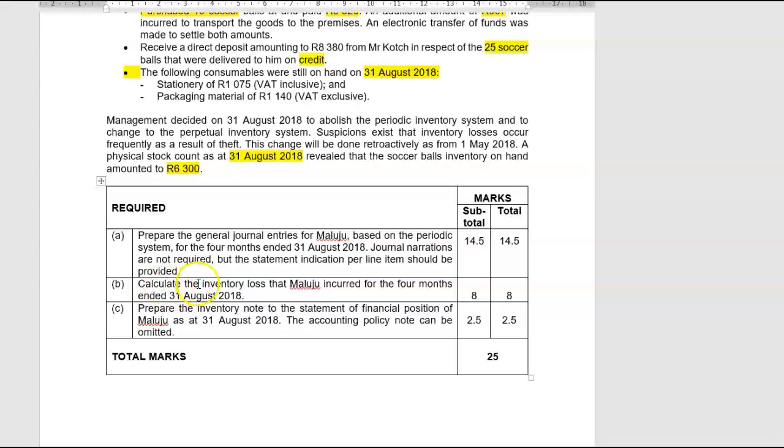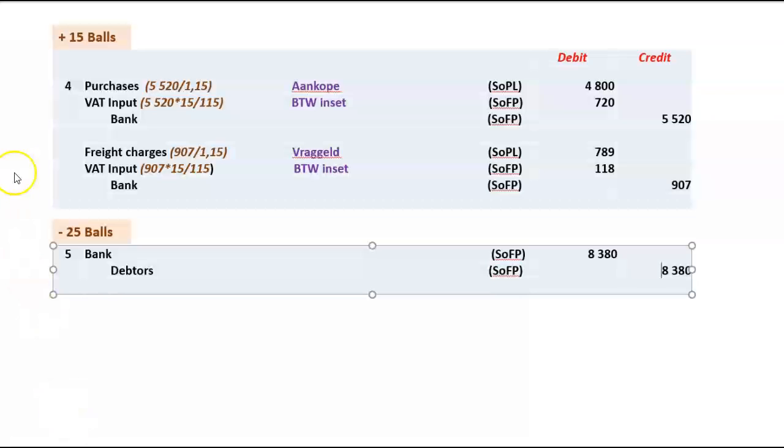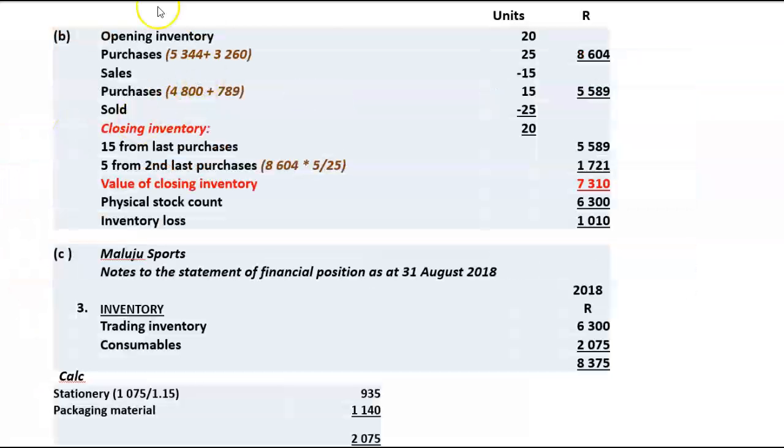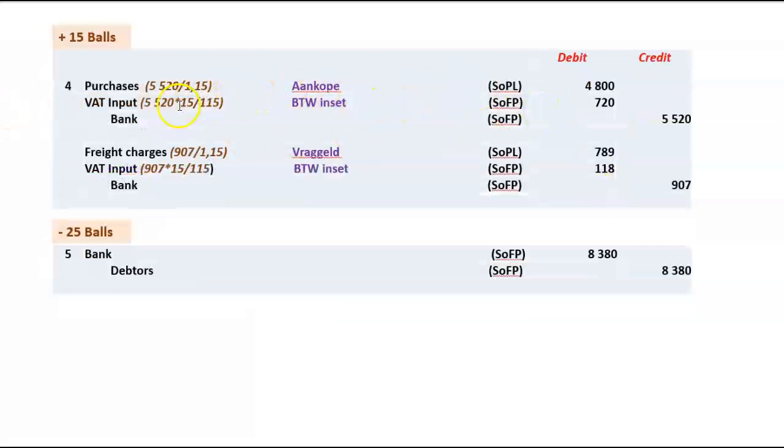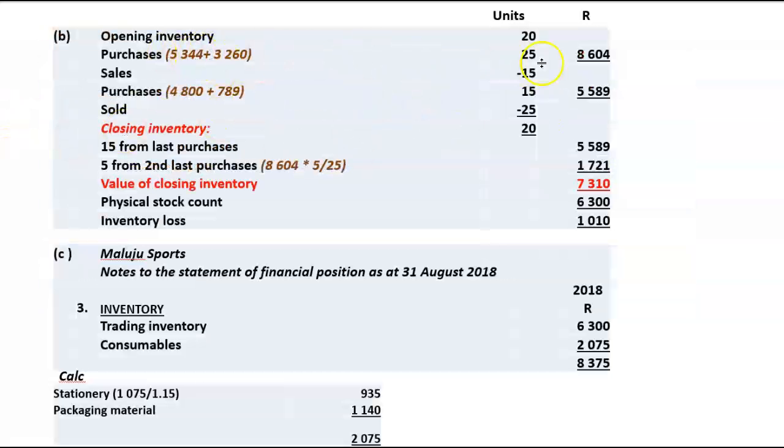So the second part of the question says, calculate the inventory loss that Maluju incurred for the 4 months ended 31 August. Good. Now, we had opening inventory of 20 balls. Then we have purchased 25 balls, and what was the cost there? It was the 5344 plus the 3260, in total the total cost 8604 for that 25 balls.